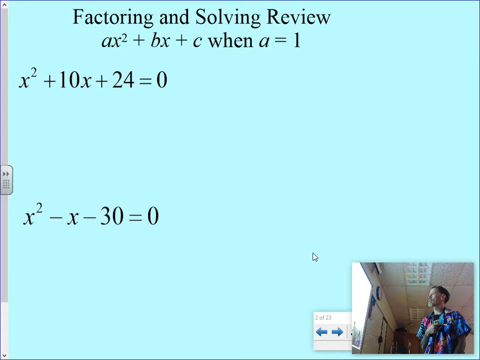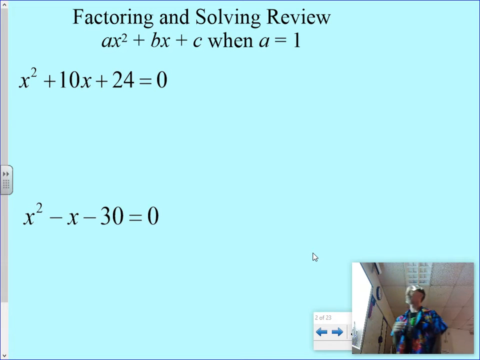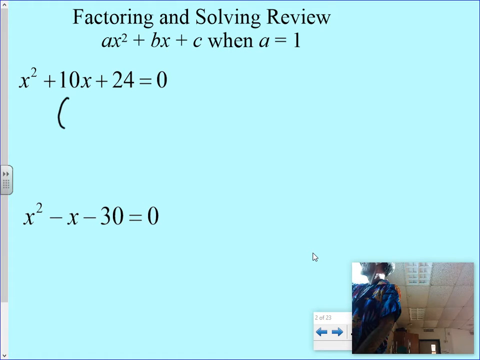So the first one we see there, x squared plus 10x plus 24. Remember, when a is 1, if you just see a plain old x squared, that's the simplest case. So we're looking for numbers that multiply to be c that add to be 10. If you know your multiplication tables, some of you can maybe do that a little faster. But 24, we know that 6 times 4 is 24, and that also adds up to be 10. So that's your factored form right there.